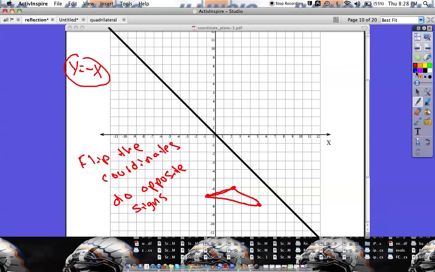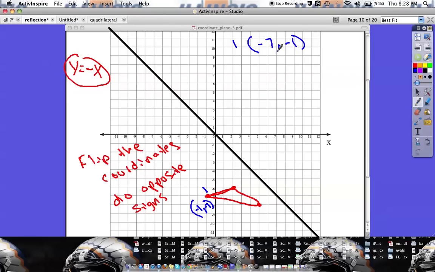So let's start with the very first point. We'll start with this one right here and label that 1. Okay, that point looks like it's negative 1 and then negative 7. Negative 1, negative 7. Sometimes it's nice to write this up here just so you know what you're doing. So for my point number 1, I'm going to flip the coordinates. So instead of negative 1, negative 7, it's going to be negative 7, negative 1.